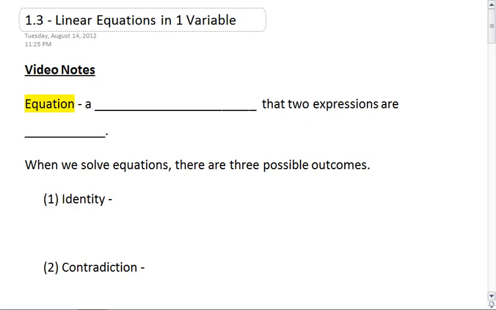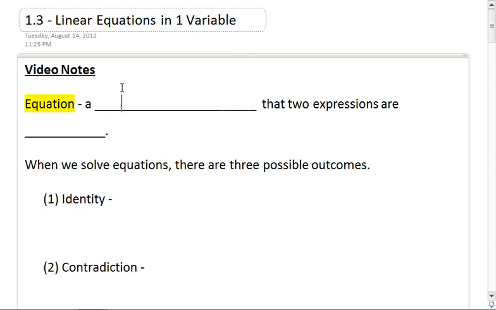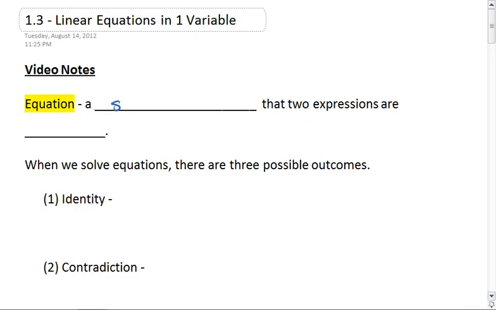Section 1.3, Linear Equations in One Variable. First of all, let's recall that an equation is a statement that two expressions are equal. So an equation, surprisingly enough, will have an equal sign. When we solve equations, there are three possible outcomes.